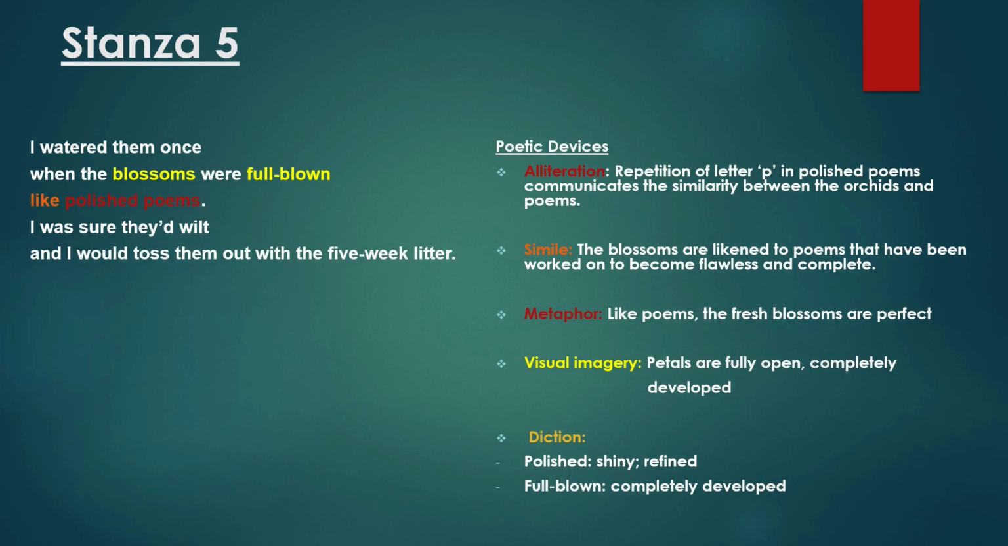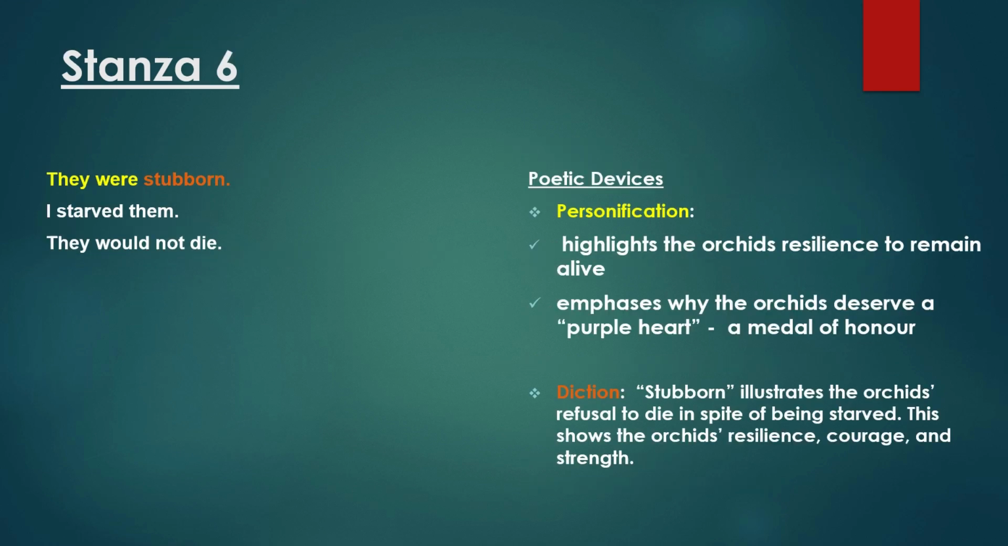And of course, we have examples of diction, right? The word polished means shiny and refined. So by using the word polished, we know that the person is trying to convey to us that the petals were shiny, they were well defined, they were fully developed. And of course, the word full-blown means completely developed, okay? These are all to give us a visual representation of what the orchids look like at the beginning when the person received them. Let's move on to stanza 6.